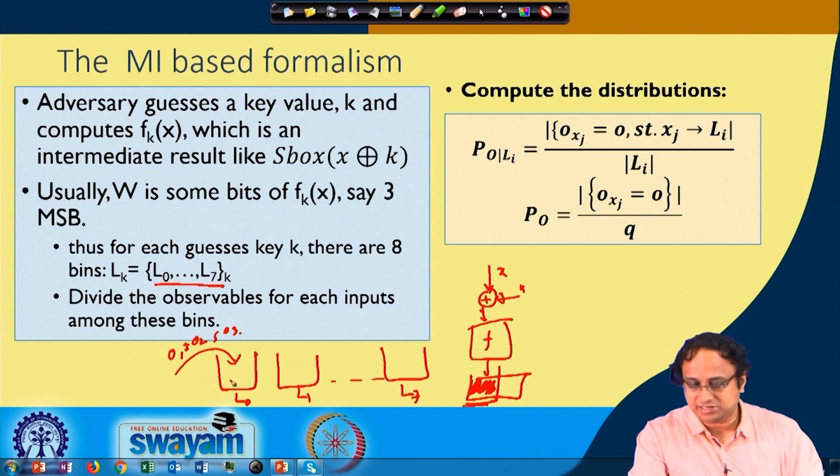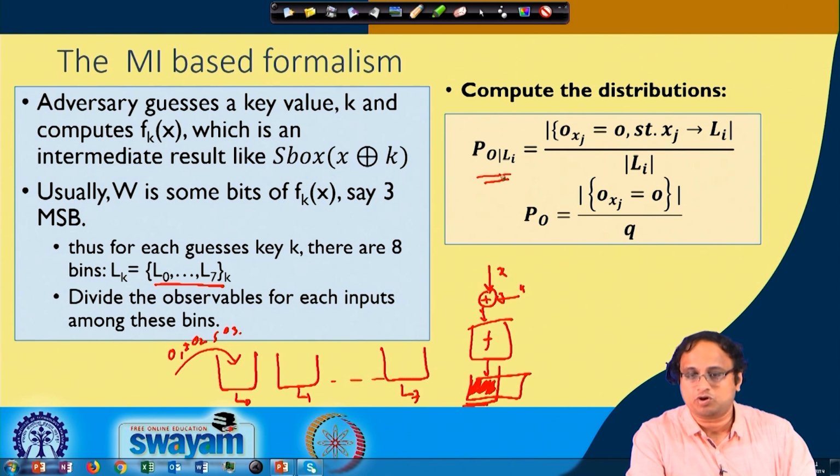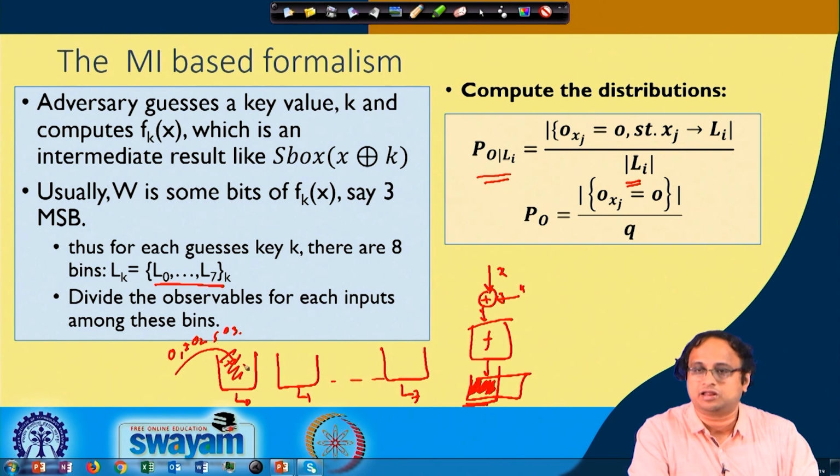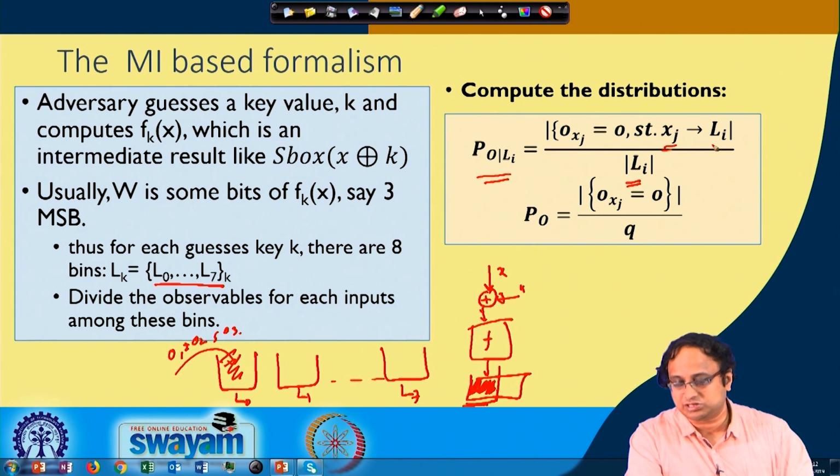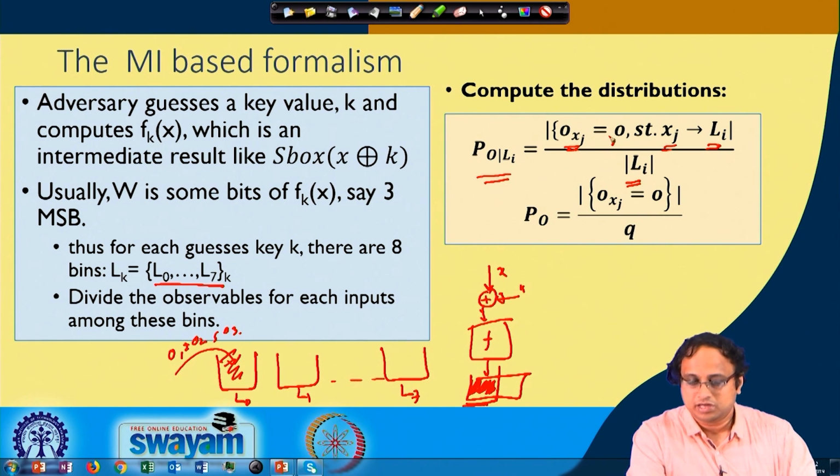Using that, I estimate P(O given Li). P(O given Li) is nothing but the count over the cardinality of this Li set, that is the number of values in Li, and the numerator is all those xj values which have led to Li. I find the corresponding O values and observe whether Oxj is equal to O or not, and that gives me a measurement of the probability of O given Li. Likewise, I can calculate the probability of O as the total Q, the cardinality of the set of how many Oxj's are equal to O.